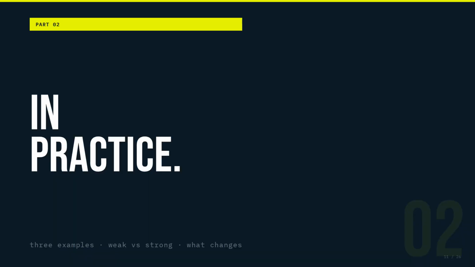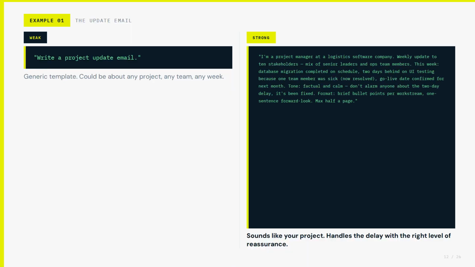Part 2. The framework in practice. 3 worked examples. Each one shows what a weak description looks like, what a strong description looks like, and what changes in the output. Example 1. The update email. Weak description: write a project update email.